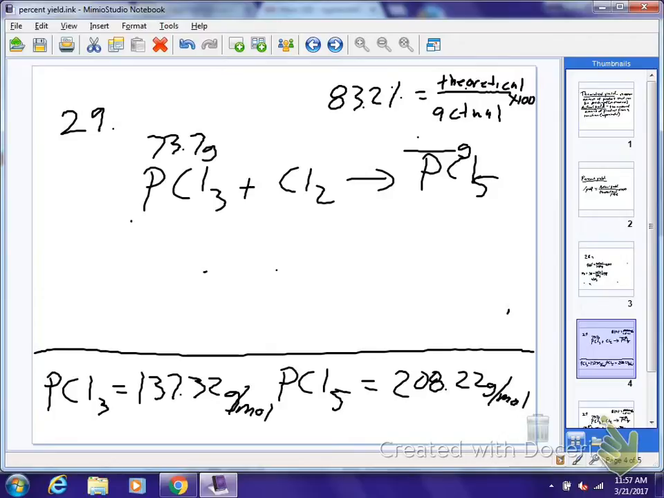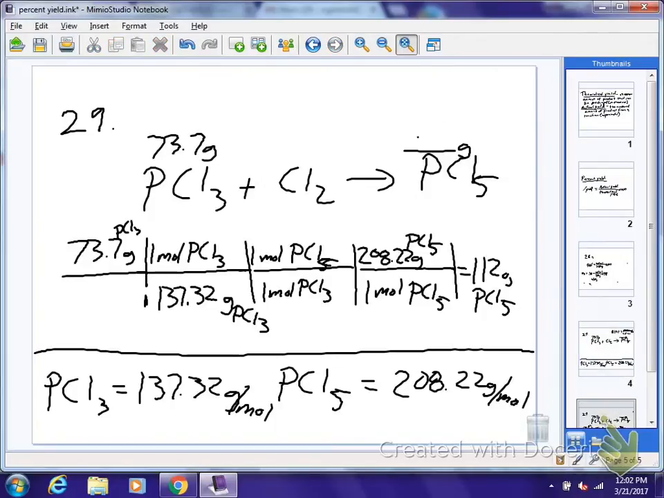So we can solve for the theoretical. They want to know how much is actually produced, so you're going to have to solve for actual. You know the percent, and you can find a theoretical that allows you to solve for actual. So go ahead and do a mass to mass to PCl5. I've given you the molar masses down below so you don't have to do the calculations for molar weights. Go ahead and see how much, in theory, you can produce of PCl5.